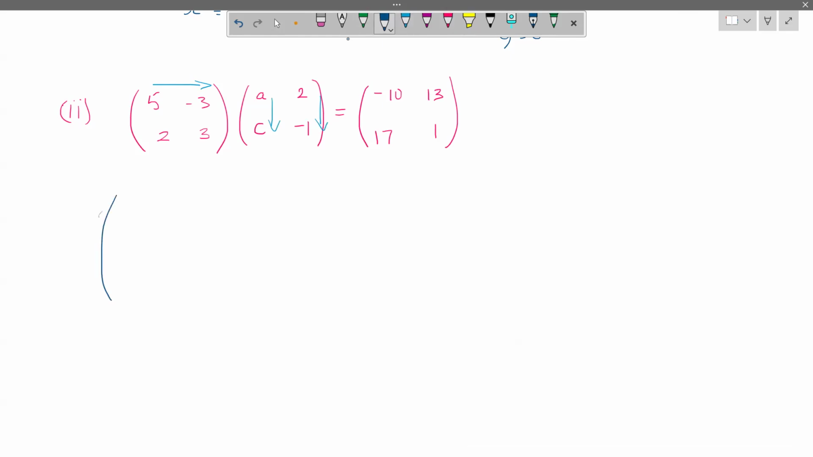I'm going to get 5 by A plus -3 by C. This by this by this. That's row 1, column 1. Row 1, column 1. Everybody all right with that? One thumbs up if you're okay with that.